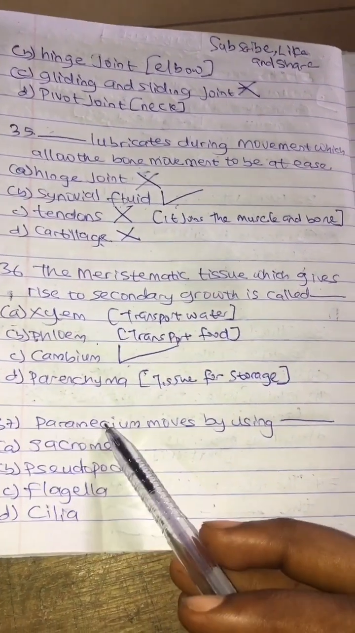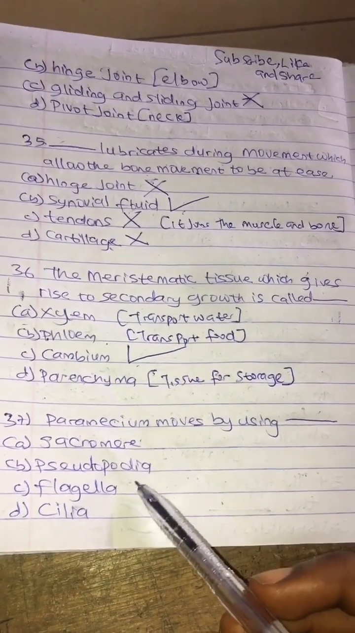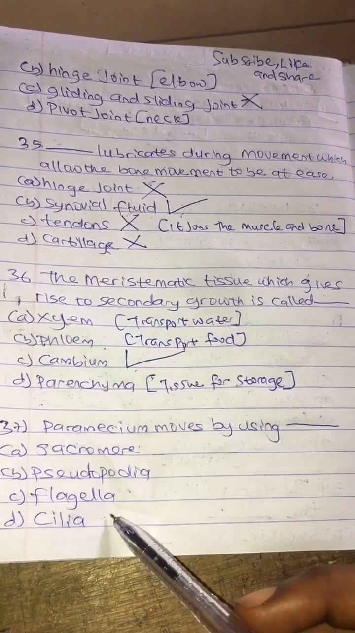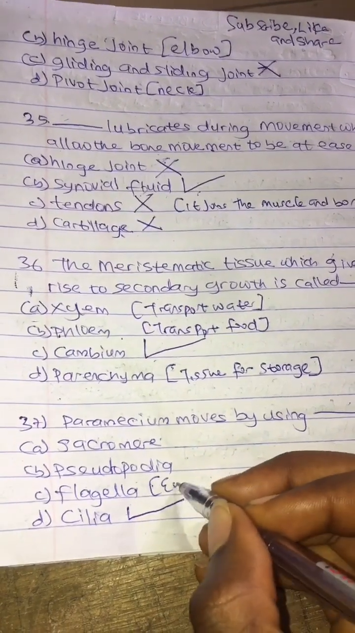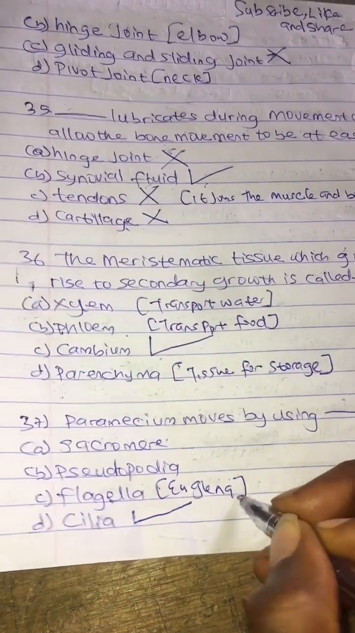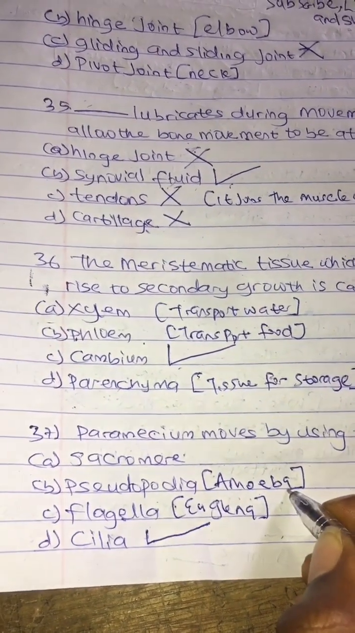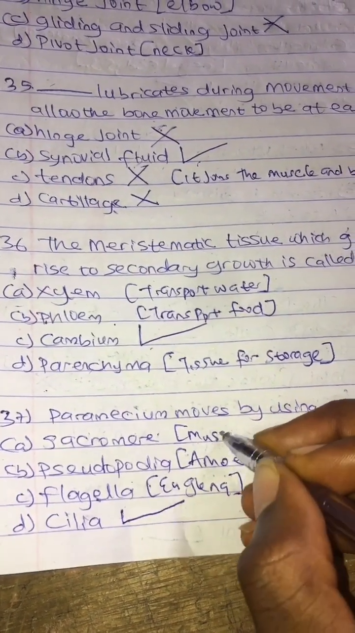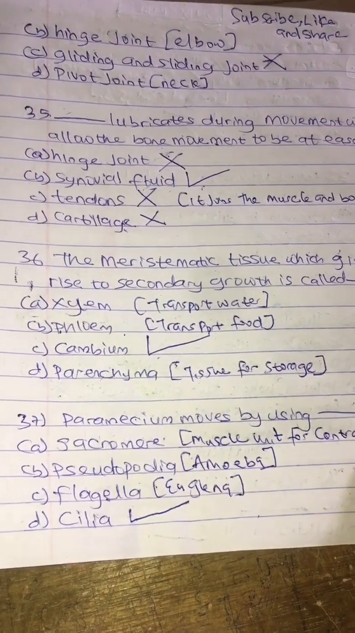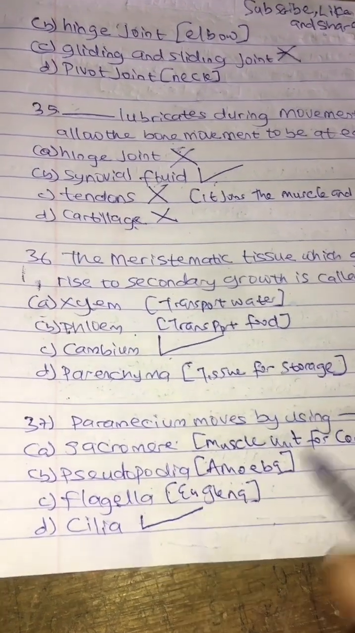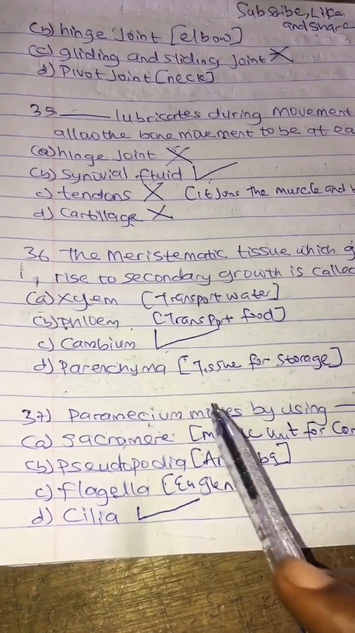Question 37. Paramecium moves by using dash. A. Sarcomere. B. Pseudopodia. C. Flagella. D. Cilia. The correct answer here is cilia. Paramecium moves by using cilia. Euglena moves by using flagella. Amoeba moves by using pseudopodia. You'll be wondering what sarcomere is. Sarcomere is a muscle unit for contraction. People that want to study physiotherapy will learn more. Once you are in 200 level, they'll teach you more on sarcomere. There is a lot to learn under it, guys.